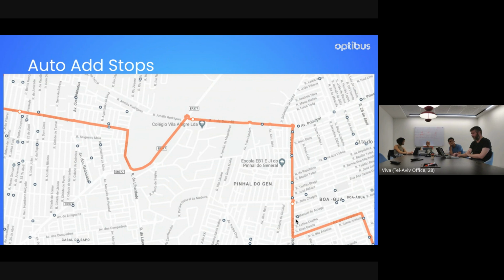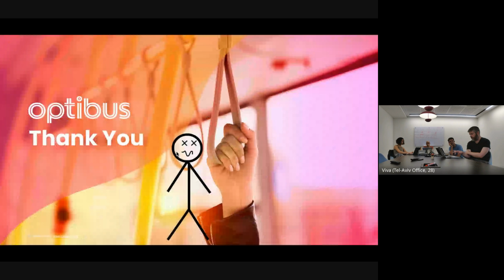Let's say that in this shape, in this road, there are two stops on the two sides of the road. And let's say in Israel, we drive on the right side. So if we go here, we don't want to add the stops on the other side of the road because the bus will not stop there. So the problem here is how to add the stops, but only on the right side of the road, or left if it's in England or something. So again, you can think about it at home.